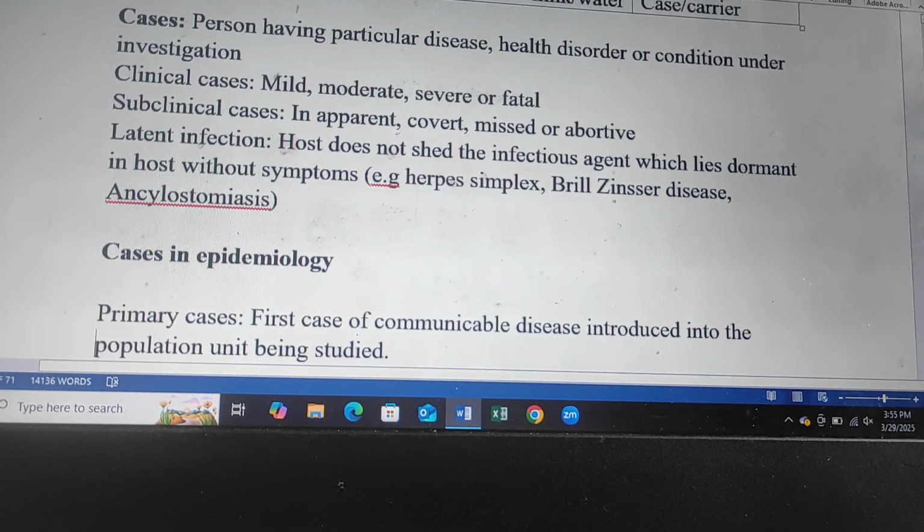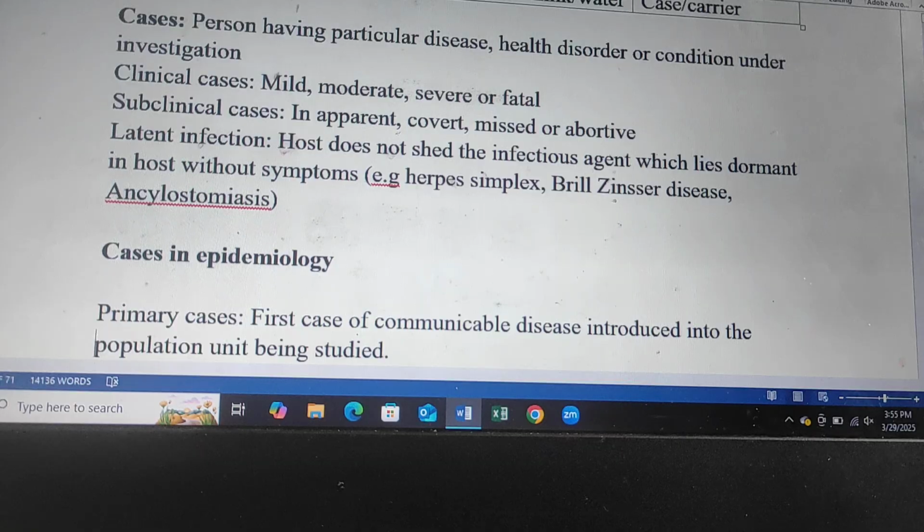Cases: a person having a particular disease, health disorder, or condition under investigation. Clinical cases are mild, moderate, severe, or fatal. Subclinical cases are inapparent, covert, missed, or abortive. Latent infection: the host does not shed the infectious agent, which lies dormant in the host without symptoms.